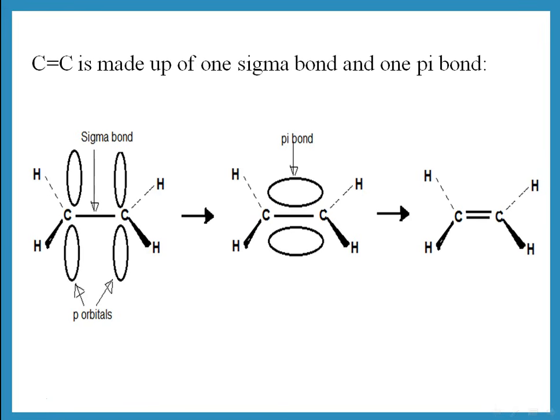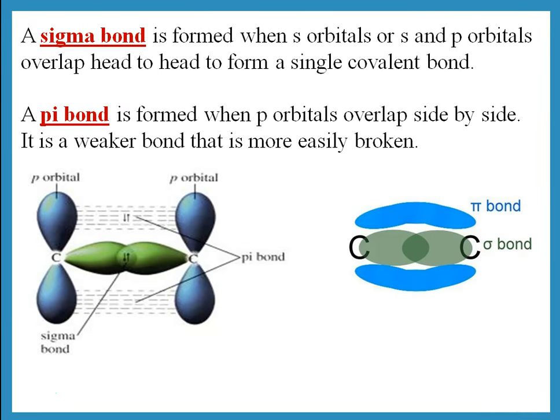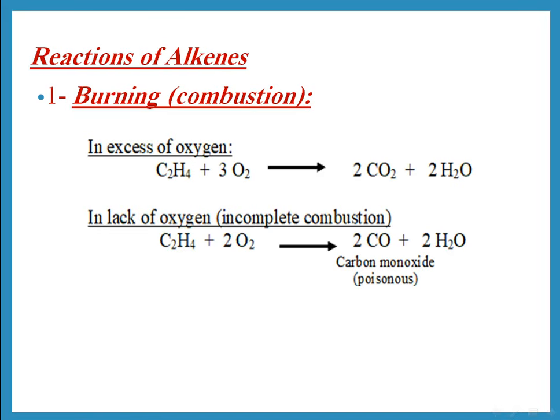Now, the sigma bond is due to overlap of the s or the p orbitals head to head. So it is an overlap that is very strong and does not break easily. But the pi bond is formed when the p orbitals overlap side by side, and that's a weak overlap. So the bond here is weak and it can be easily broken. So when an alkene reacts, it is the pi bond, which is made up of the two clouds of the p orbital, that is broken, not the sigma bond. The sigma bond is very strong and does not break easily.